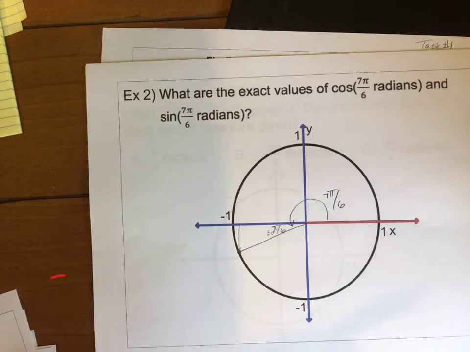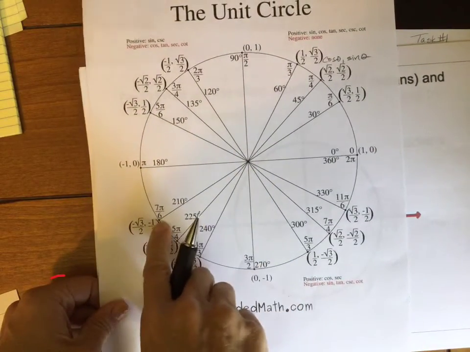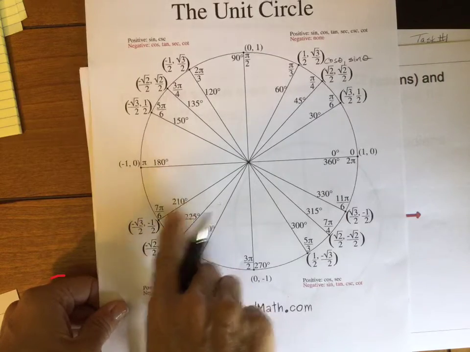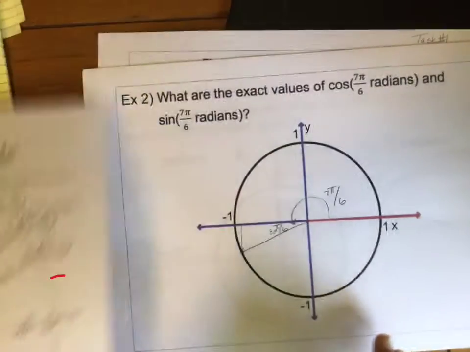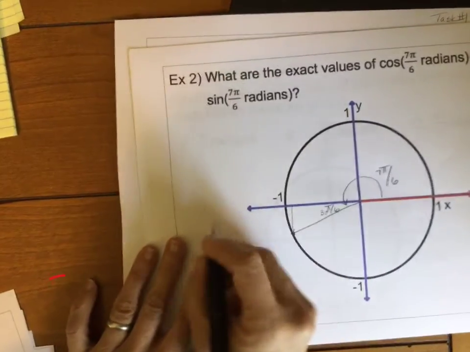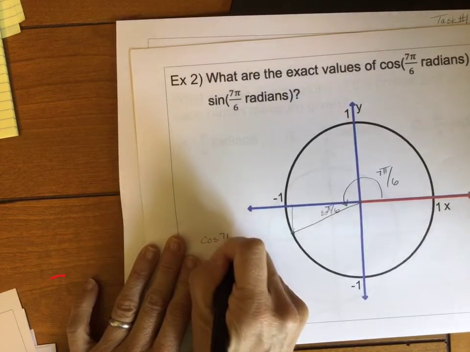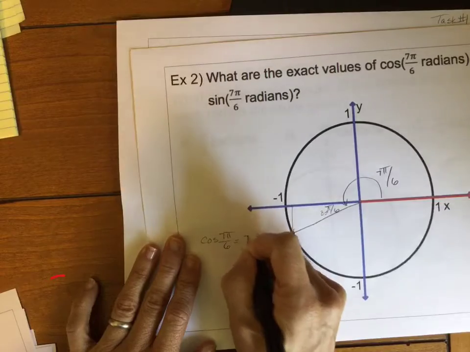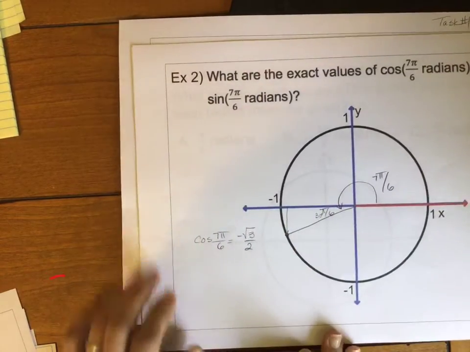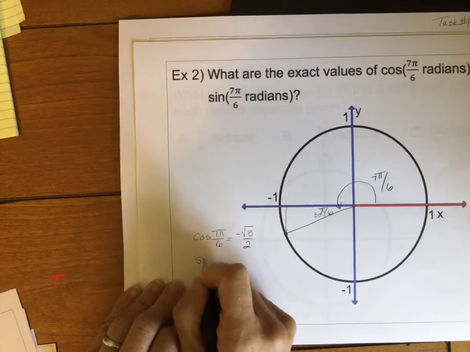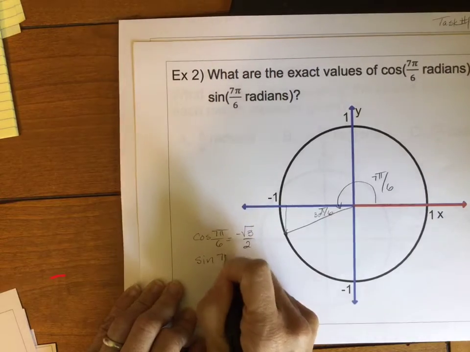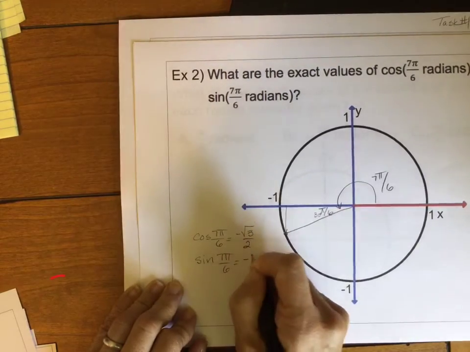But we are lucky because we are in online school that we love so much. So we're just going to come here to our unit circle and say, oh, 7 pi over 6 or 210 degrees. What are my values? Well, negative root 3 over 2 and negative 1/2. So I could say that cosine of 7 pi over 6 is negative root 3 over 2. Don't forget your negative because both x and y are negative in the third quadrant. And we know that sine of 7 pi over 6 is a negative 1/2.